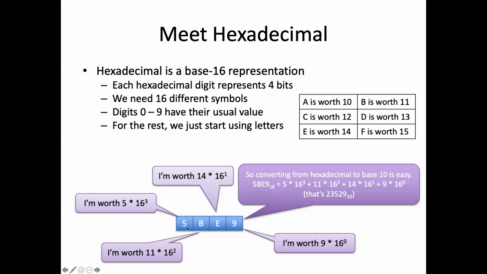Just like we did with octal, if you wanted to convert this hexadecimal number into base 10, you could do what we just said. It's worth 5 times 16 cubed, plus, well, B is 11, so 11 times 16 squared, plus E is 14, so 14 times 16 to the first, and then 9 times 1, 9 times 16 to the 0.